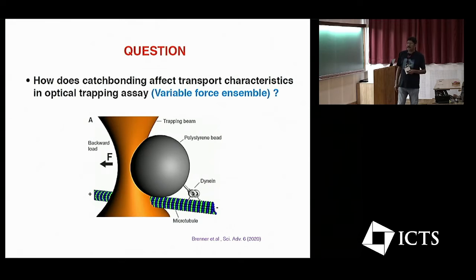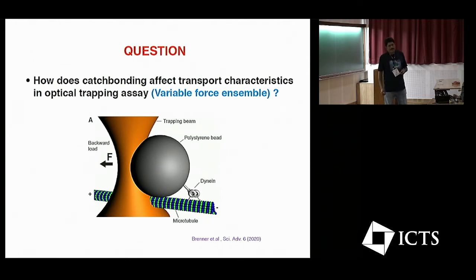These optical trapping assays have provided a useful means of actually finding out the single motor characteristics at the level of resolution of single molecules. In that sense, these have proven to be very useful in studying how the motility characteristics change as a function of changing the different motor characteristics. So this is the schematic of this setup, and our aim is to model this and find out the different transport characteristics as a function of the catch bond.